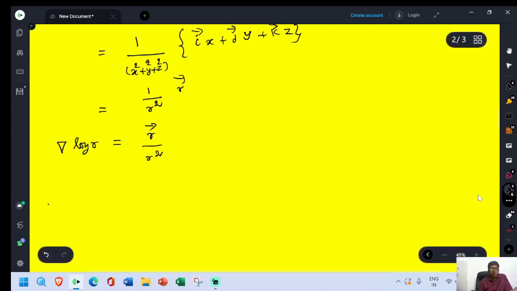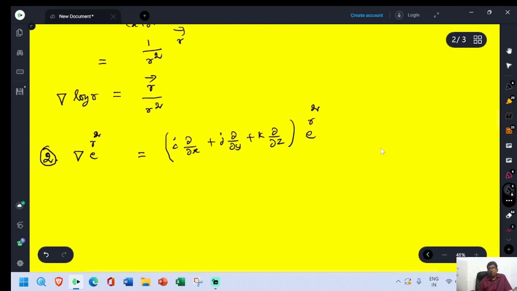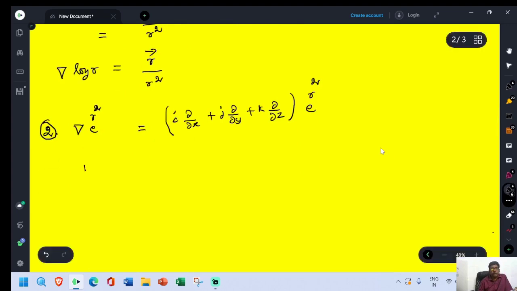Now write on the problem 2. Find the value of grad of e^(r²). This is problem 2. Grad is i into ∂/∂x plus j into ∂/∂y plus k into ∂/∂z. Here we will operate on e^(r²). You know that r² is equal to x² + y² + z².